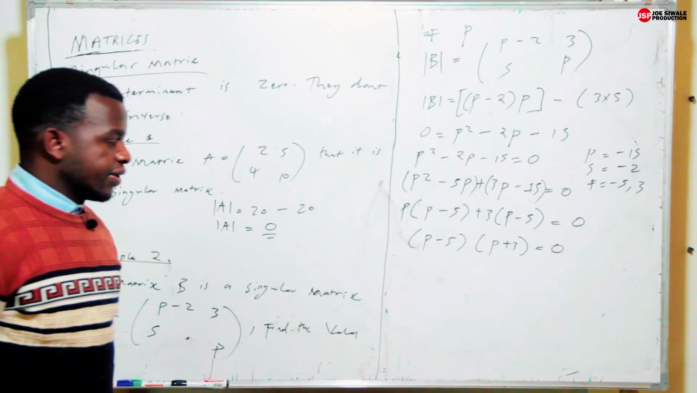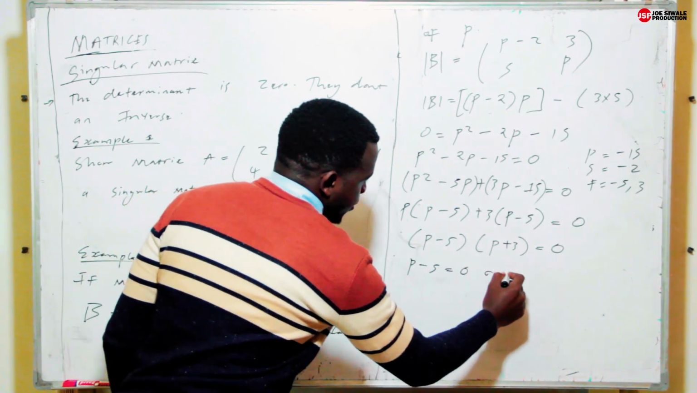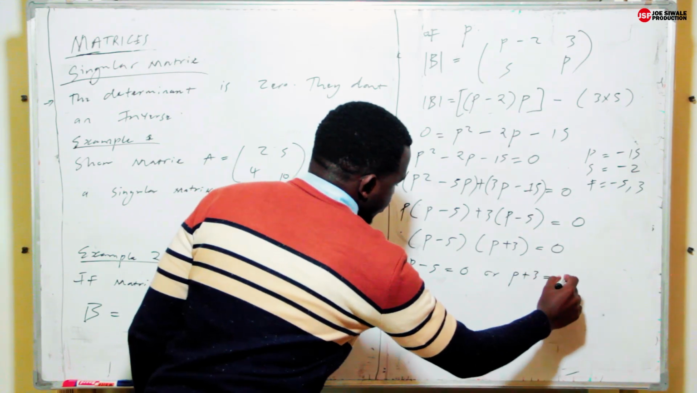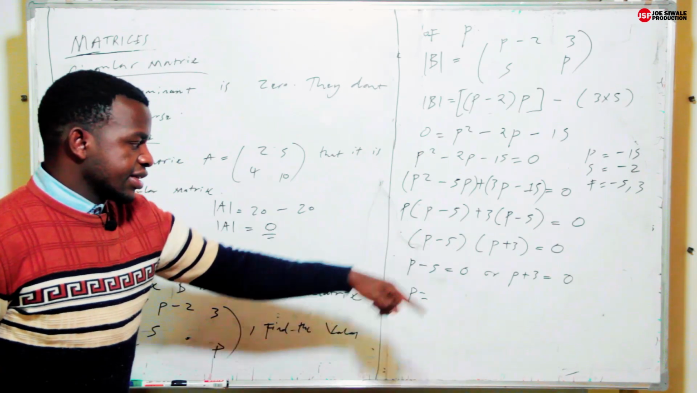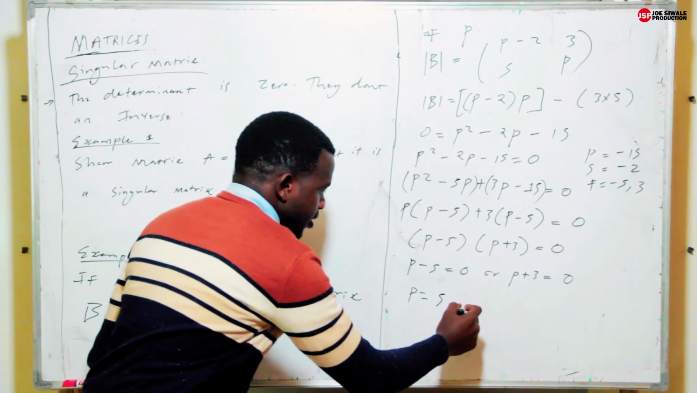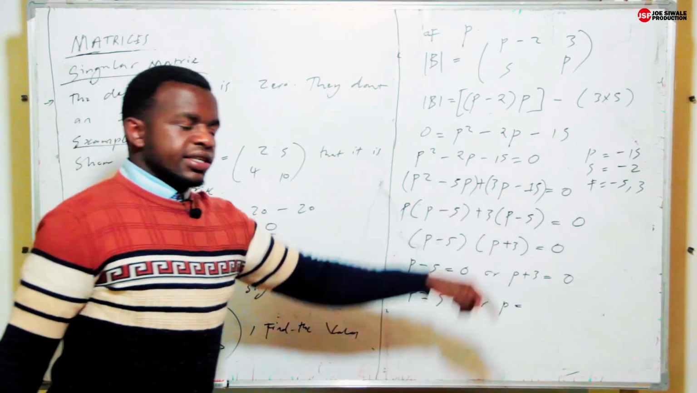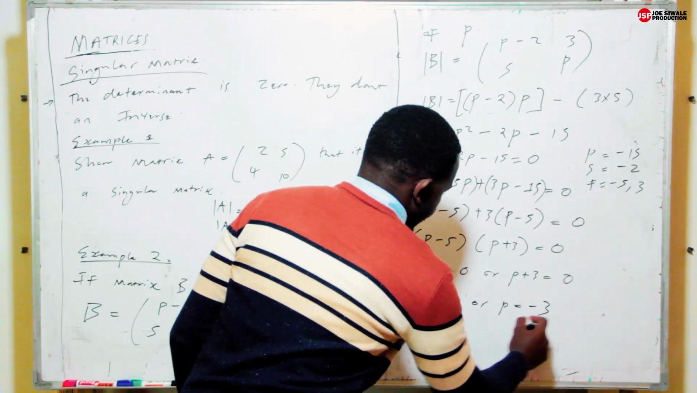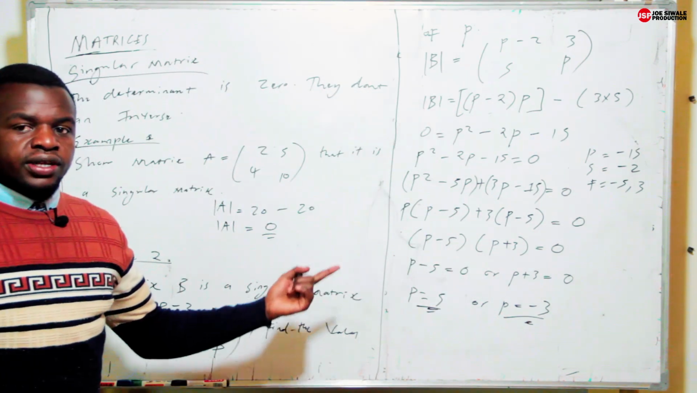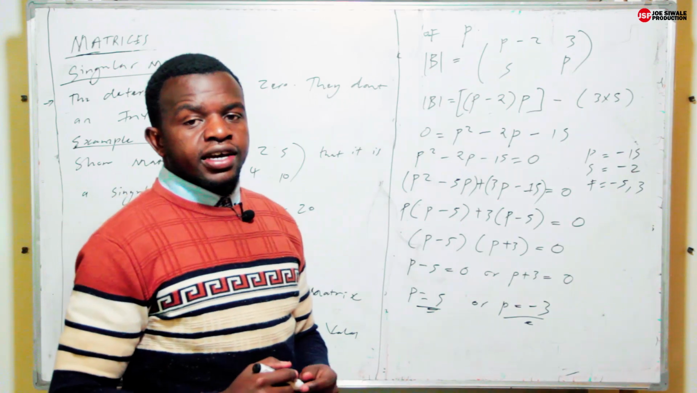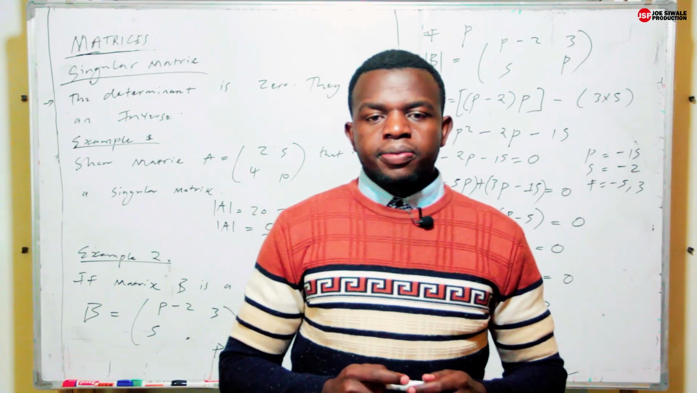And for us to find our answers there, we can say P minus 5 is equal to 0, or P plus 3 is equal to 0. So we can say P is equal to, when negative 5 goes to the other side, it's going to be positive 5, or P is equal to, when positive 3 goes to the other side of the equation, it's going to be negative 3. So the value of P can either be 5 or negative 3. So that's how you can find the singular matrices. Who have questions, please ask in the group.